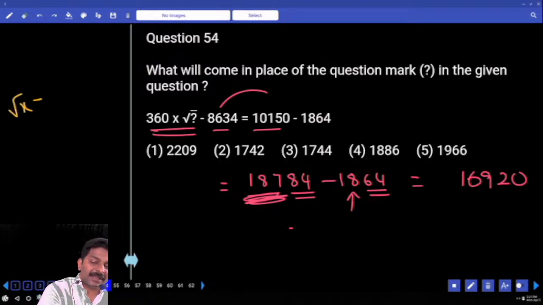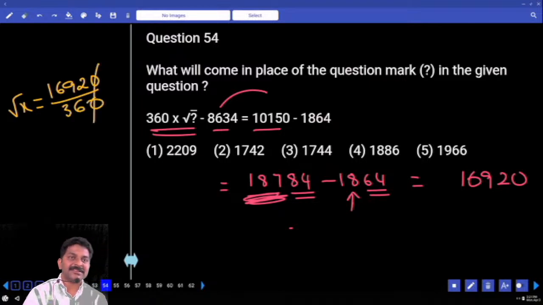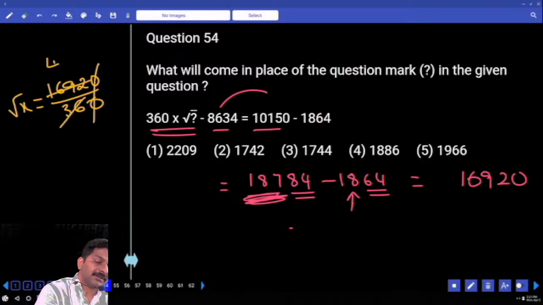Then root x value is equal to 16,920 divided by 360. 0 0 gets cancelled. 36. 4 times 144. 252. 7 times. Root x is equal to 47. Then x is equal to 47 square. Ends with? How many are there?